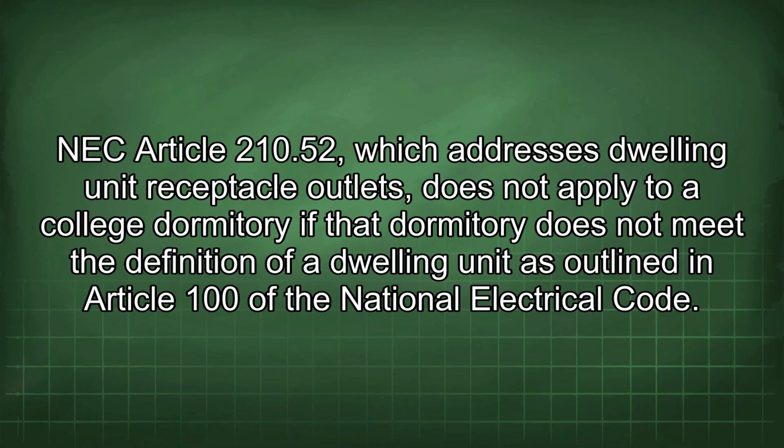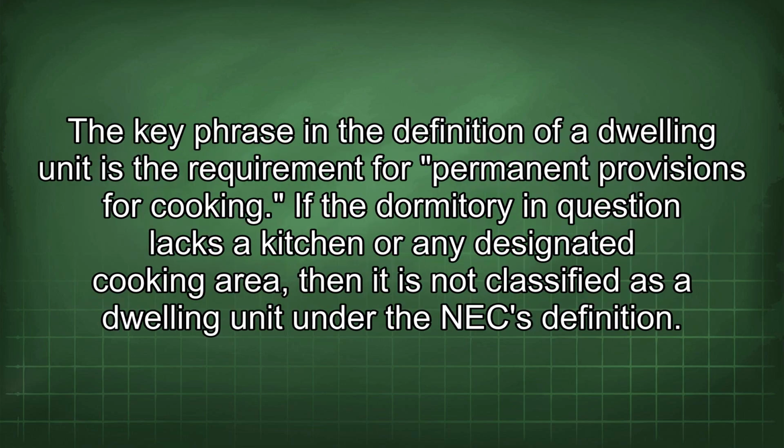NEC Article 210.52, which addresses dwelling unit receptacle outlets, does not apply to a college dormitory if the dormitory does not meet the definition of a dwelling unit as outlined in Article 100 of the National Electrical Code. The key phrase in the definition of a dwelling unit is the requirement for permanent provisions for cooking. If the dormitory in question lacks a kitchen or any designated cooking area, then it is not classified as a dwelling unit under the NEC definition.